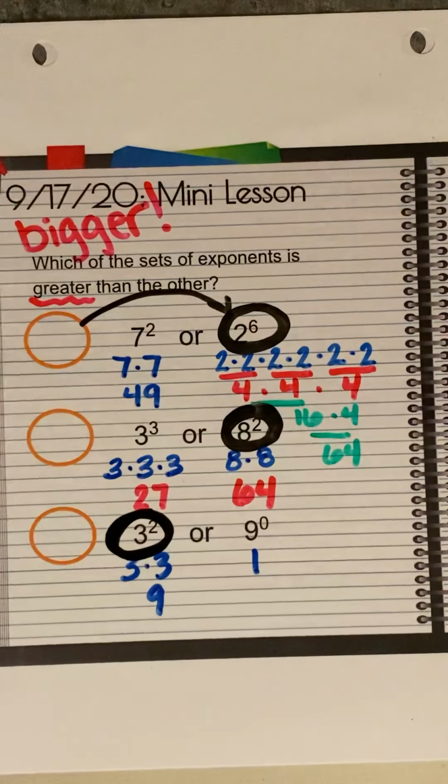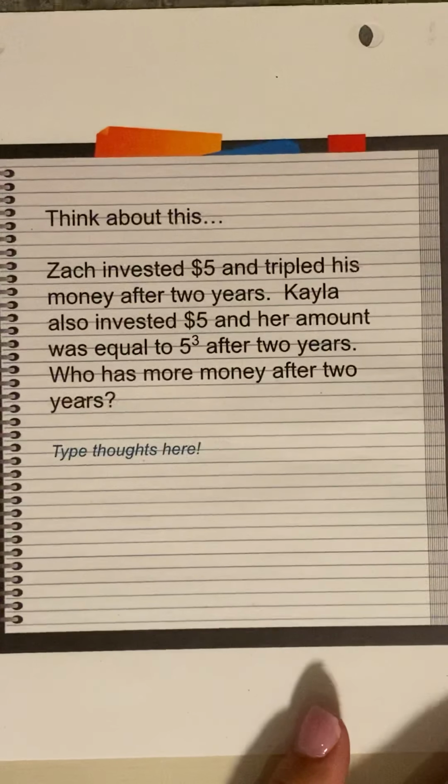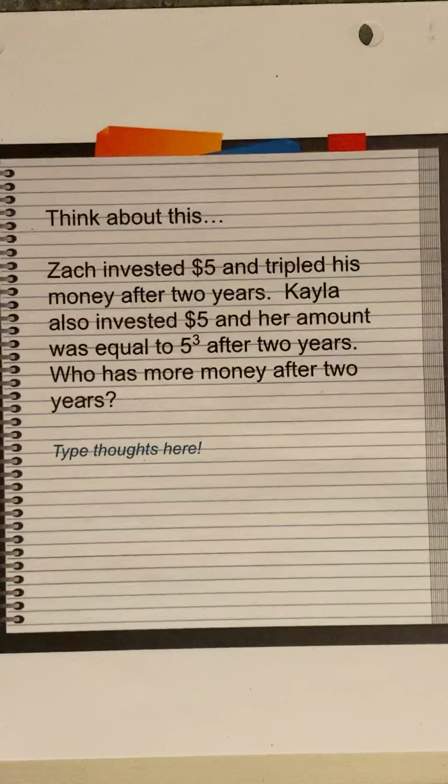All right, great job. Now we are going to go to the next page of this, and we are going to think about this. So Zach invested $5 and tripled his money after 2 years. Kayla also invested $5, and her amount was equal to 5 cubed, or 5 to the 3rd power, after 2 years. Who has more money after 2 years? So you can type your thoughts there.